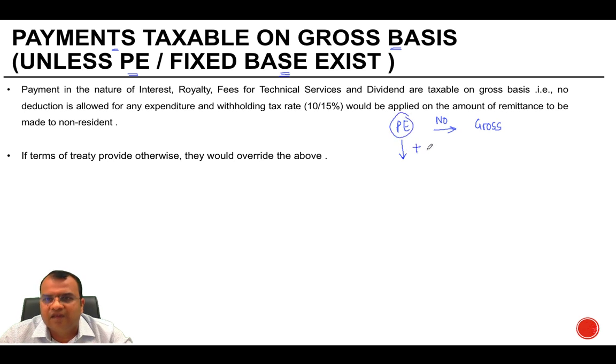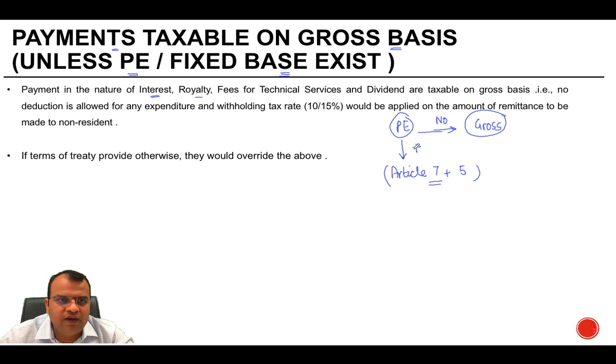and the relevant clause in the treaty for the payment, let's say for interest or royalty etc., provides that in case a PE exists, the taxability has to be under Article 7 read with Article 5, then you should apply those provisions. Otherwise, the tax has to be on a gross basis. We will discuss all these aspects in detail as we move ahead.